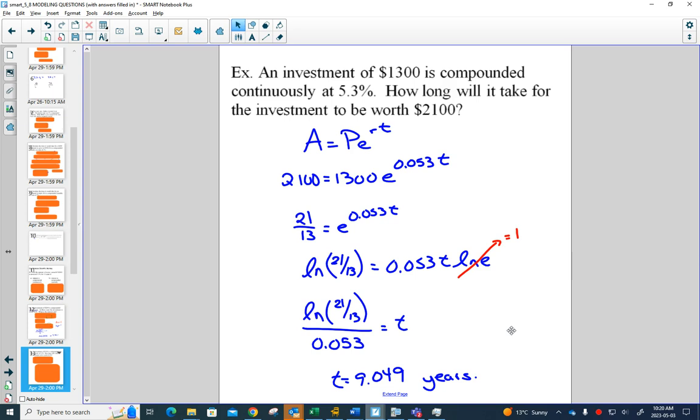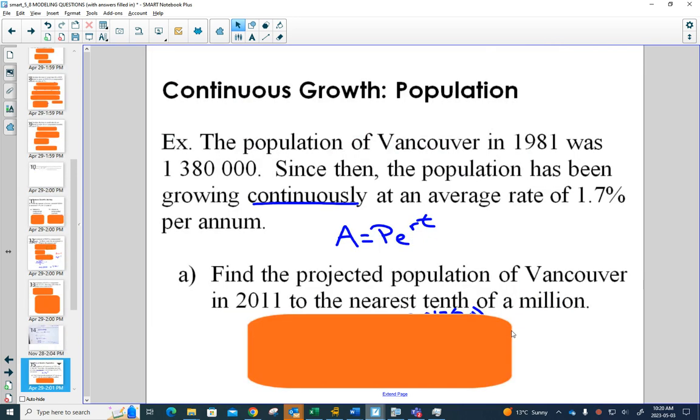If all of a sudden a bank started charging you interest daily, you'd say, I'm moving to a different bank. The little amount of money they would make by doing that, and the amount of customers they would lose, probably wouldn't be worth it. So most things are done monthly. More common though, for continuous growth and the PERT formula, is using the PERT formula for populations.